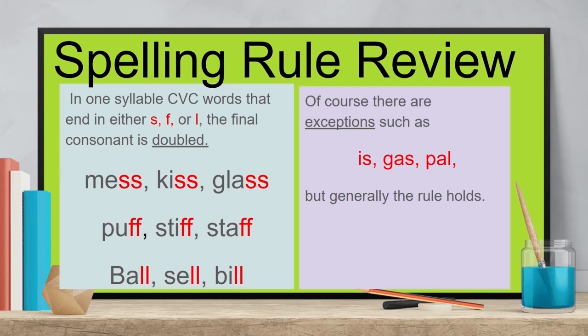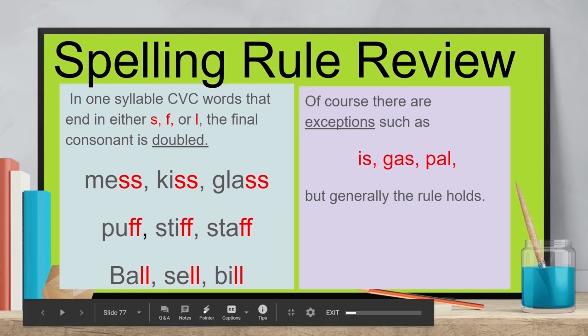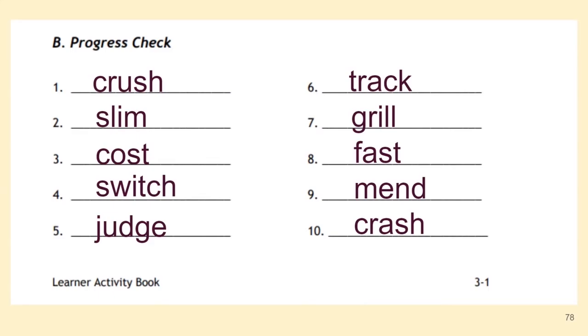All right, the other rule that we learned from the last lesson is that we have a CVC word that ends in S, F, or L. All right, then we have puff, stiff, and staff, and ball, sell, bill. Right, as a reminder, there are some exceptions, like the words is, gas, and pal, but the rule generally holds.